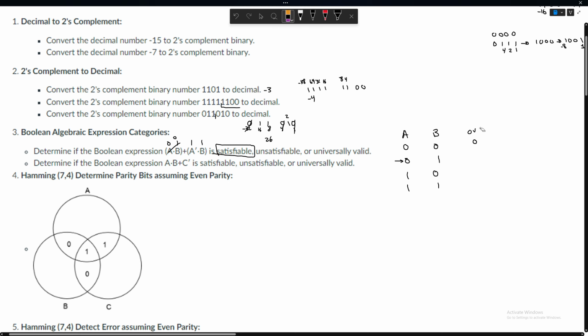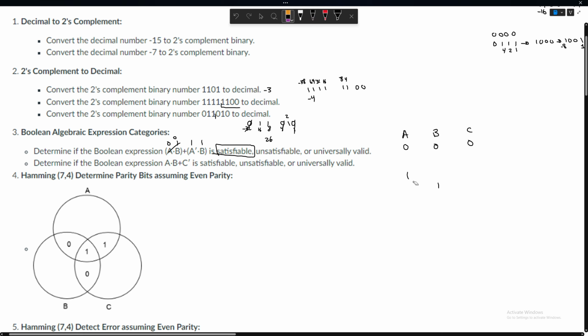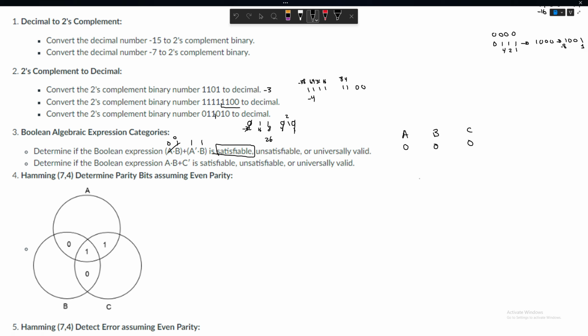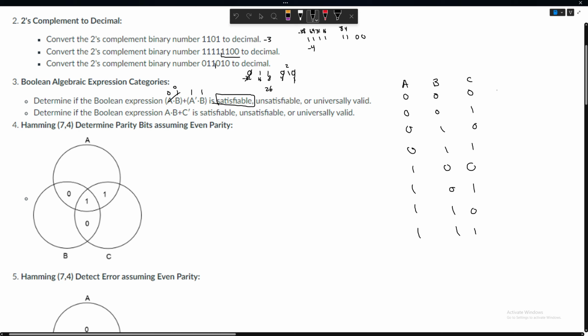Going to the next one here. This one has a C. It just means we add one more. And so adding a C, let me reorganize my bits. And so I'll get 0, 0, 1, 0, 1, 0, 0, 1, 1, 1, 0, 0, 1, 0, 1, 1, 1, 0, and then 1, 1, 1. I believe that's all the combos you get with 3 bits.